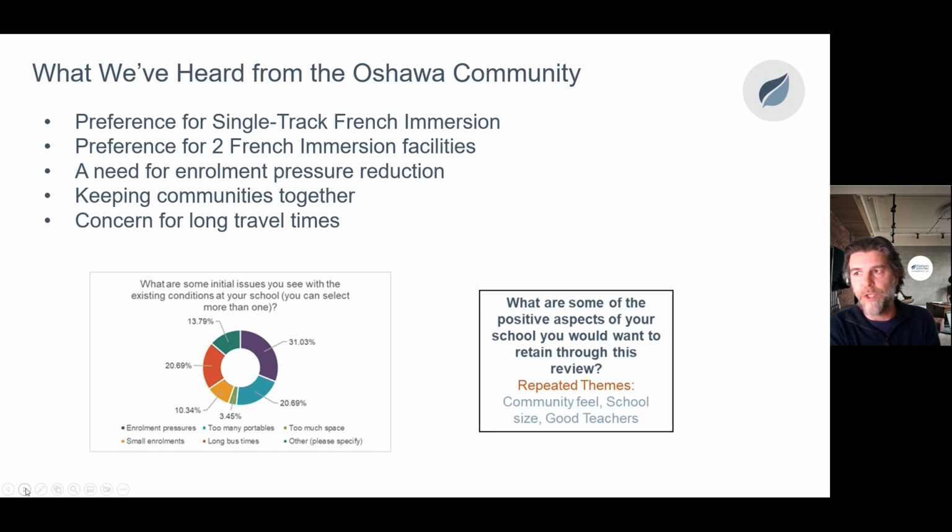When we look at one question that we asked the community early on in the process, what are some of the initial issues you see with some of the existing conditions at your school? You can see that a little bit over 50% of the responses are either enrollment pressures or too many portables. So I think there's a clear understanding in the community that there's schools that are operating above capacity and that something needs to be done to deal with some of that enrollment pressure. And that's why the board is undergoing this boundary review.